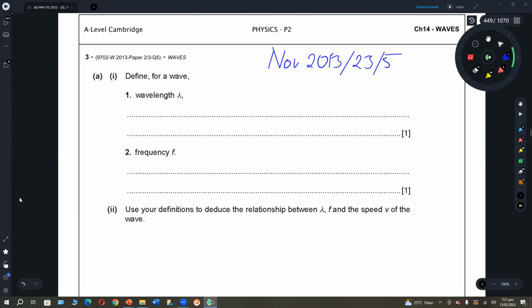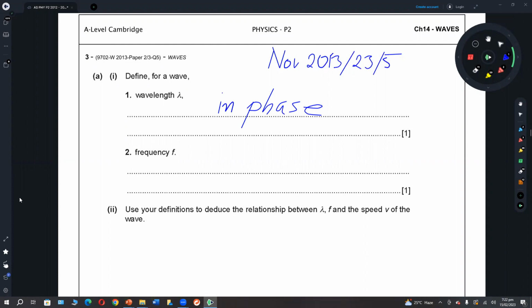This is our next question. Define wavelength. So what is the definition of wavelength? Can you recall? It is the distance between two successive troughs or crests. Okay. And it's a separation between two consecutive troughs or two consecutive crests. And remember what was the official definition? It is the separation between two consecutive points which are exactly in phase.